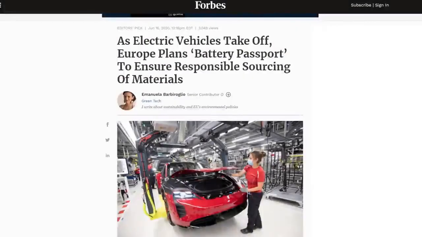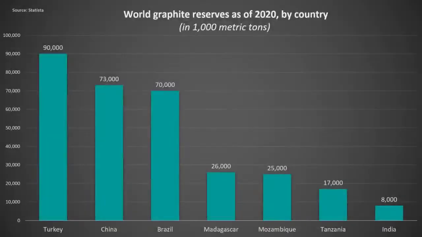And with carbon taxes expected to increase over time, sourcing battery raw materials that are mined in an environmentally friendly way with low CO2 footprints will likely be key, in my opinion. Moving on, Turkey, China and Brazil have the world's largest reserves of graphite, and there is a drop-off to the next three countries, which are all located in Africa: Madagascar, Mozambique and Tanzania.